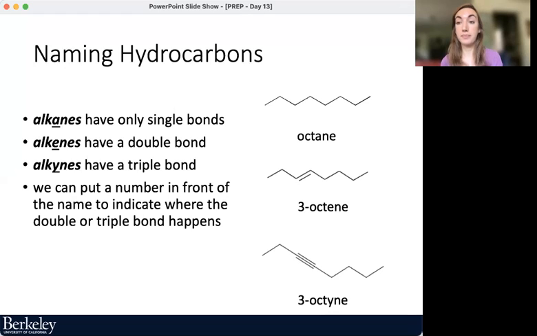Wait, what? So 3-octyne means it's a triple bond, and because it has 8 carbons, we use that "oct." Okay. So we count the carbons to figure out what prefix we use. So okay, octane, octene, and octyne all have 8 carbons. Oh, so the 3 is just showing where the triple bond starts. Exactly. So the "oct" means 8 carbons. The ending, "ane," "ene," or "yne," tells us whether we have all single bonds, a double bond, or a triple bond. And the 3 in front tells us where that double or triple bond starts. So you're exactly right.